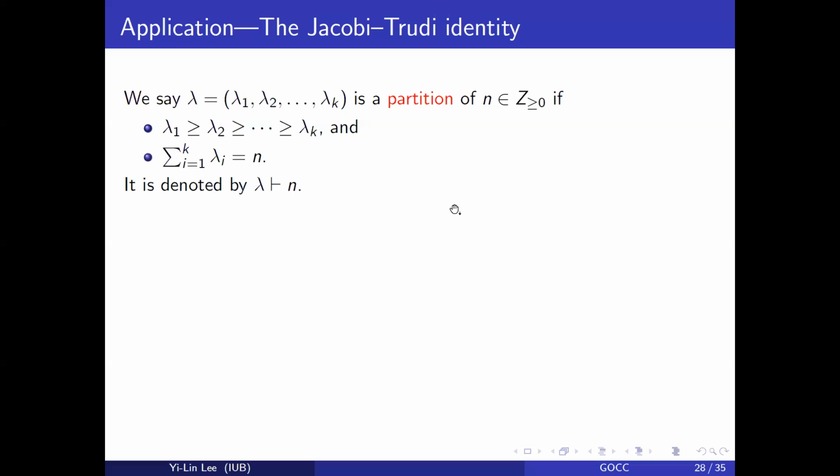Let's move on to the next topic, the Jacobi-Trudi identity, within the last 15 minutes. Before stating the Jacobi-Trudi identity, I need to give some definitions. Let's start with a partition of an integer n, given by lambda. I can write it as a k-tuple lambda 1 to lambda k in a way that those numbers are weakly decreasing and they all sum up to n.